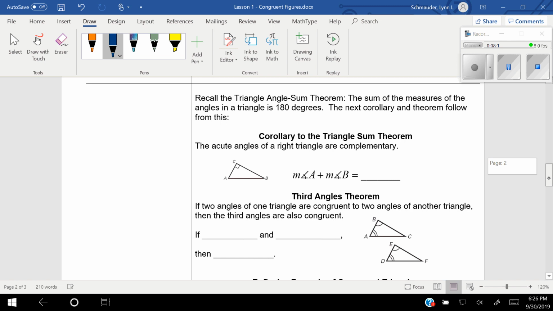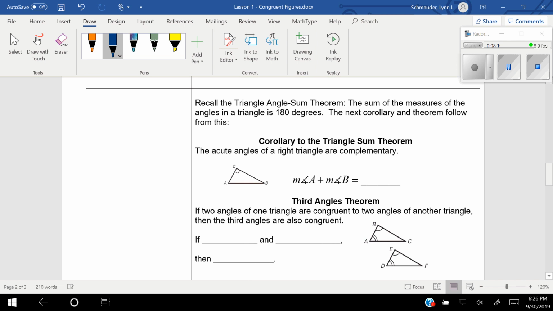A new theorem coming up. Recall the triangle angle sum theorem. The sum of the measures of the angles in a triangle is 180 degrees. The next corollary and theorem follow from this. The corollary to the triangle sum theorem says the acute angles of a right triangle are complementary.